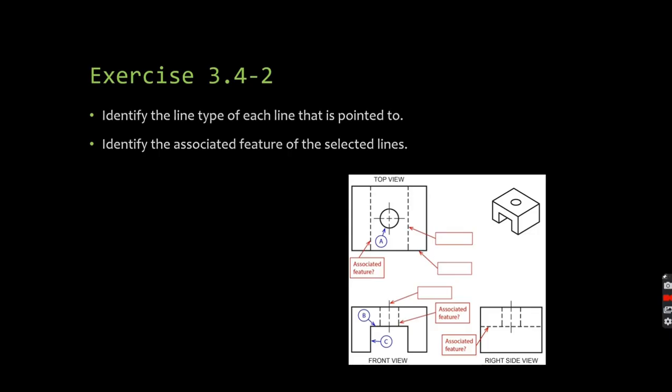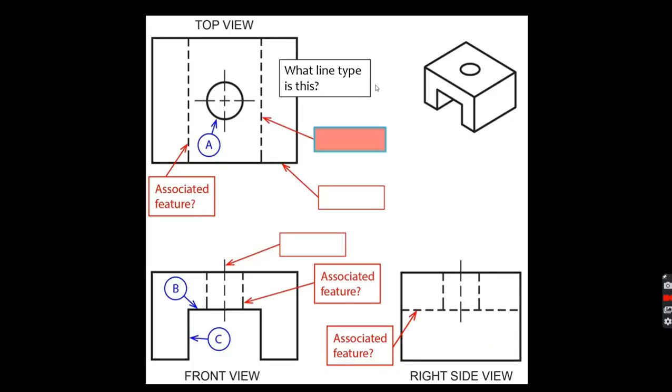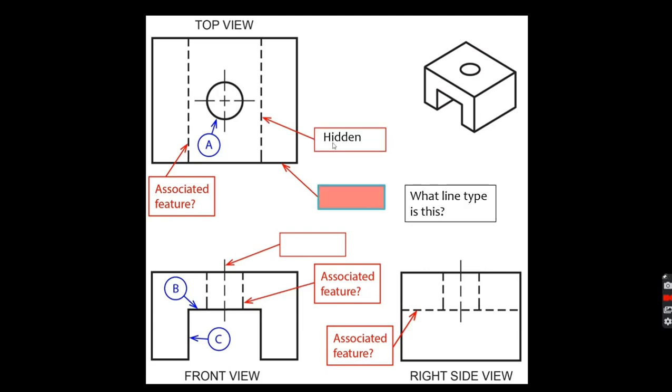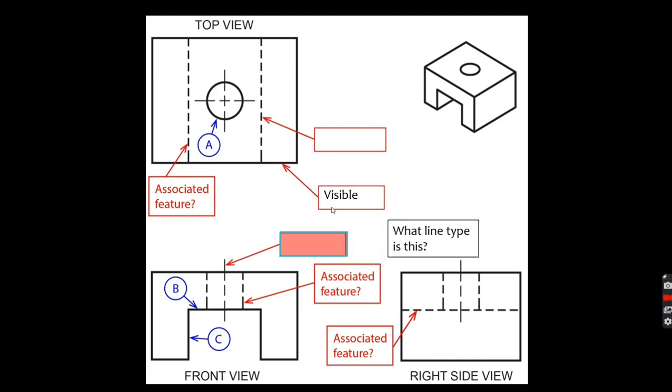Identify each of the line types that is pointed to and the associated feature of the selected lines. Okay, so what type of line is this right here? That is a hidden line. What type of line is that one? That is visible. What type of line is that? That is a center.